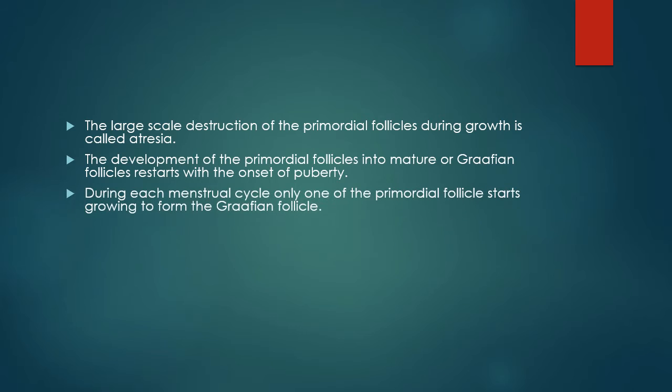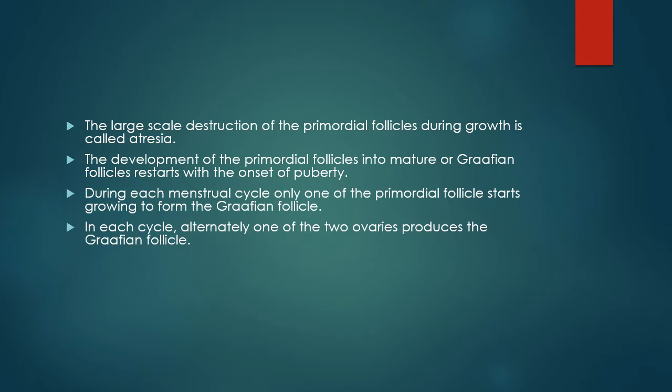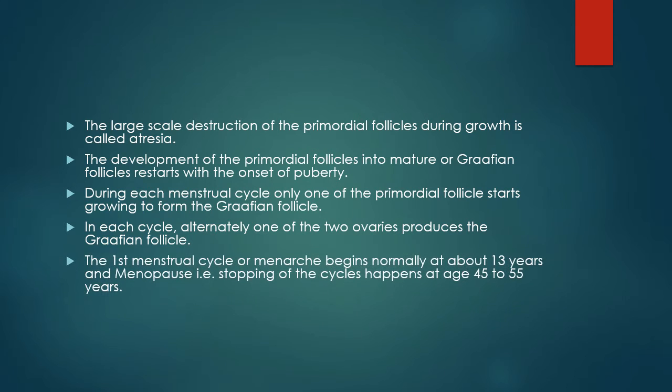The large-scale destruction of the primordial follicles during growth is called atresia. Development of the primordial follicles into mature or Graafian follicles restarts with the onset of puberty. During each menstrual cycle, only one of the primordial follicles starts growing to form the Graafian follicle. In each cycle, alternately, one of the two ovaries produces the Graafian follicle.